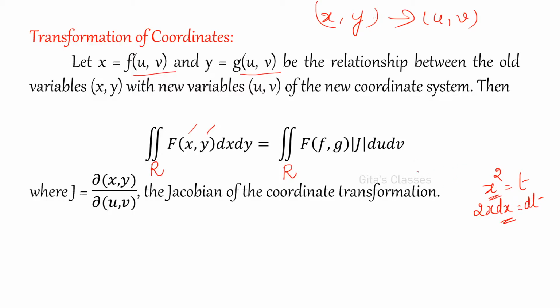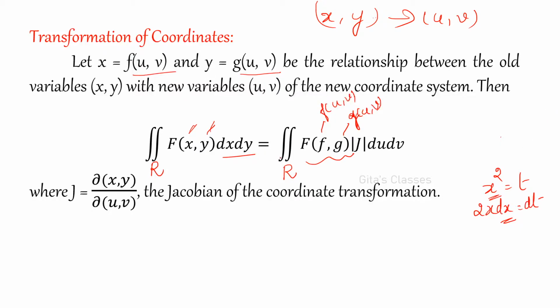In the same way here also, wherever you have x and y, replace them by f and g. Here f means f of u comma v and g means g of u comma v. It is a function of u and v, so this function will become a function of u comma v. Now dx dy, just like dx here, if you make some substitutions, you will not just replace dx by dt, right? So accordingly you have to differentiate and find out.